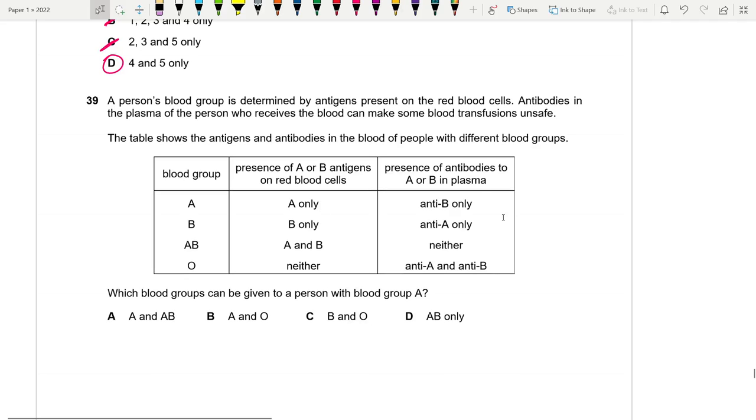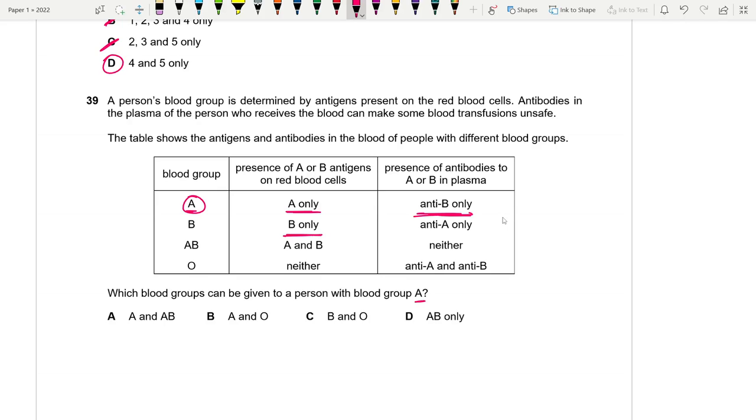Next, a person's blood group is determined by the antigens present on the red blood cells. I talked about this in paper 1.1 and 1.2. Which blood can be given to a person with group A? So basically, for group A, it's important that we look at the antibody of the recipient. In the person with blood group A, the antibody is anti-B. So we cannot give blood that has antigen B on it.